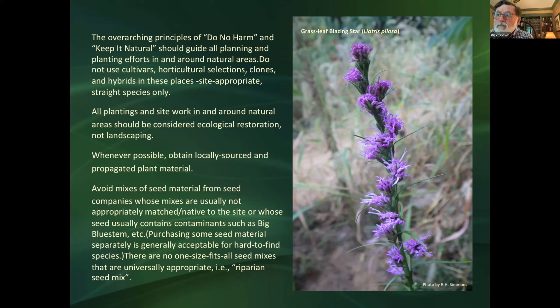That's why the overarching principles for all planting efforts should be do no harm and keep it natural. Don't use cultivars, horticultural selections, clones, and hybrids in these areas. The preferred use is site appropriate straight species only. Next, please.